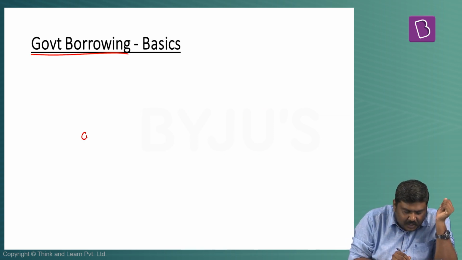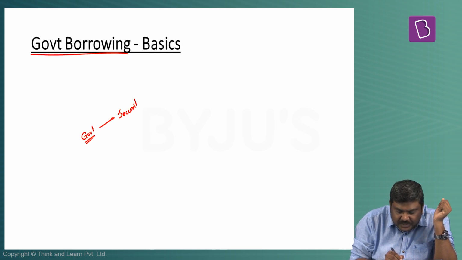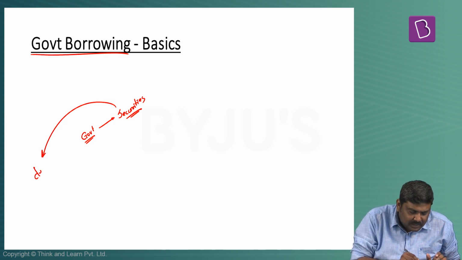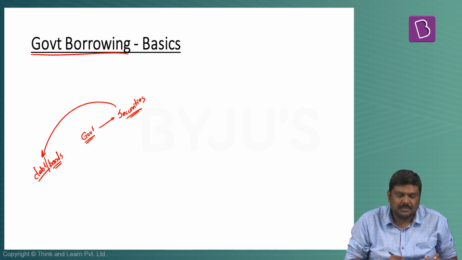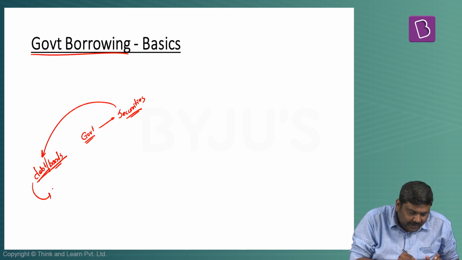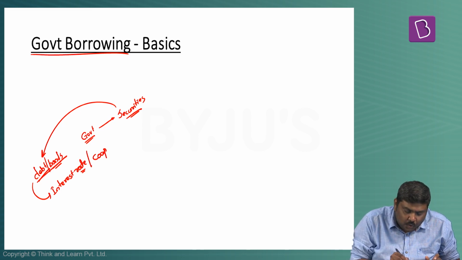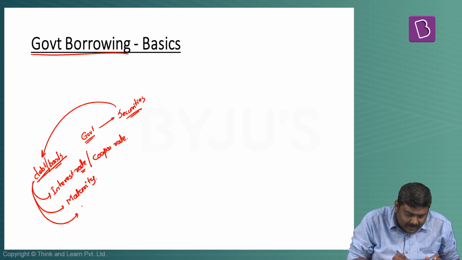Now please understand, government will issue certain types of securities in the domestic market. And these particular securities are usually referred to as debt securities or bonds. In simple terms, these will have a feature of interest rate, but rather than calling interest rate, they will call coupon rate. And there is maturity period associated with it and guaranteed payment.